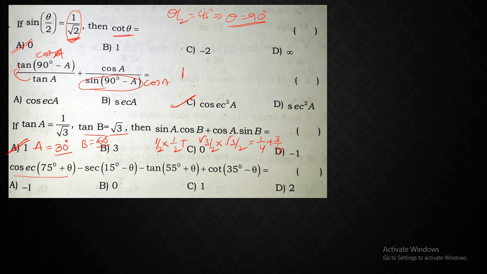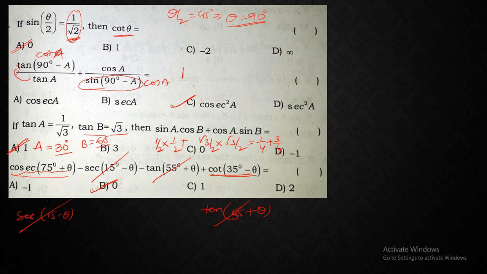Cosecant of 75 plus theta minus secant of 15 minus theta minus tan of 55 plus theta plus cot of 35 minus theta. So if you observe these conditions, cosecant of 75 plus theta can be written as secant of 15 minus theta, right? So secant 15 minus theta minus secant 15 minus theta can be cancelled. Now cot of 35 minus theta can be written as tan of 55 plus theta. So tan of 55 plus theta minus tan of 55 plus theta gets cancelled. Hence the answer is 0, right?